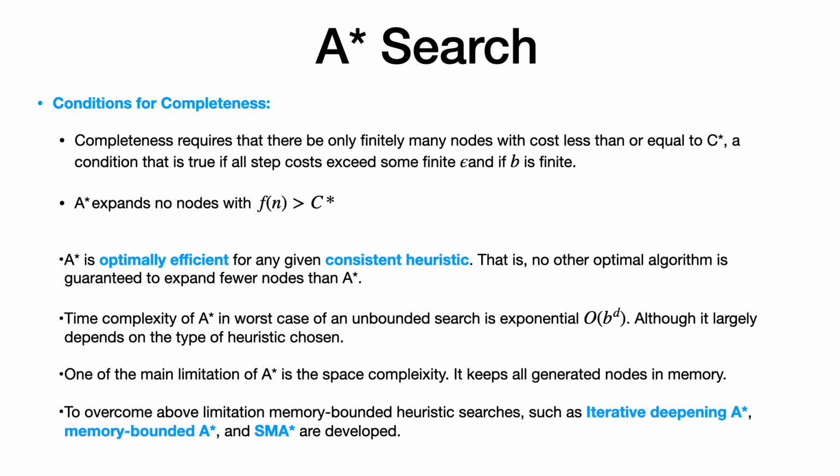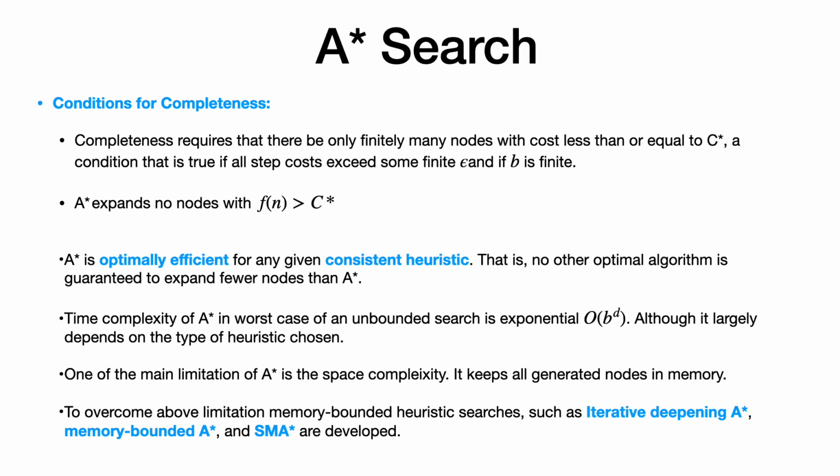So in summary, A star is optimally efficient for any given consistent heuristic, which means that no other optimal algorithm is guaranteed to expand fewer nodes than A star. So A star in terms of optimality is a perfect search algorithm, but the time complexity of A star is once again exponential, which is order of b power d, where b is the branching factor and d is the depth. Although it largely depends upon the chosen heuristic, because if you choose the heuristic well, you can prune particular subtrees and thereby reduce the complexity.